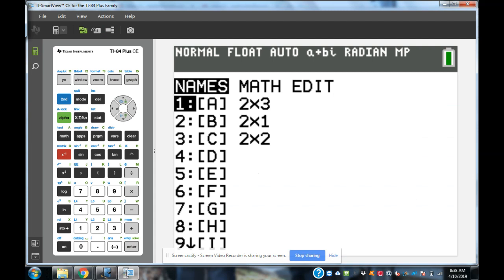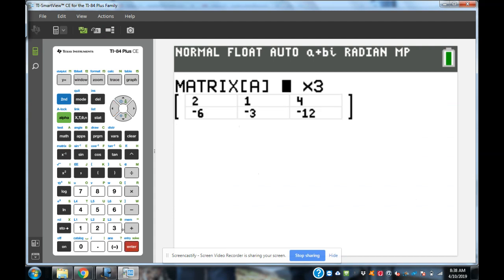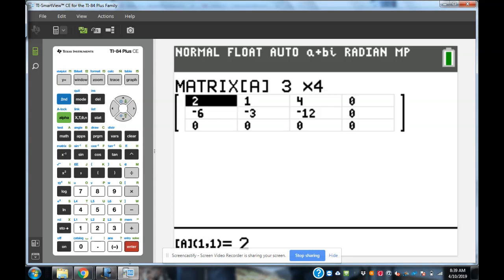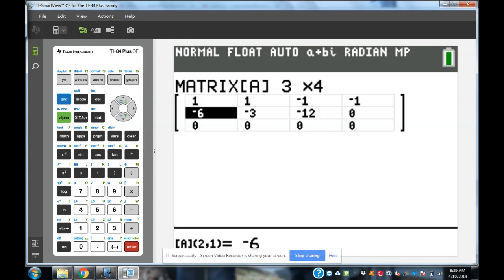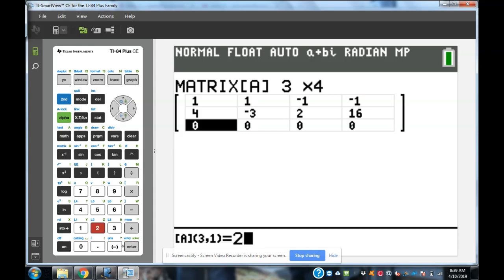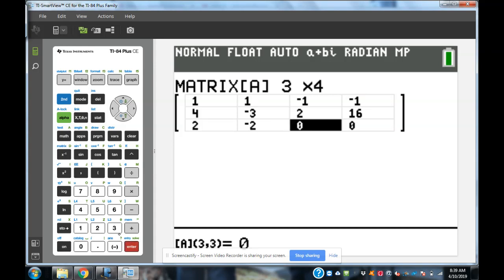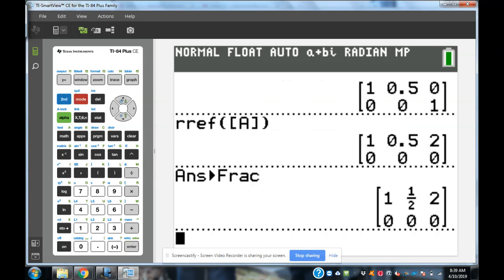Second matrix, edit. I'm going to use matrix A again because it doesn't matter. 3 by 4, -1, -1, 4, -3, 2, 16. Everything's good.